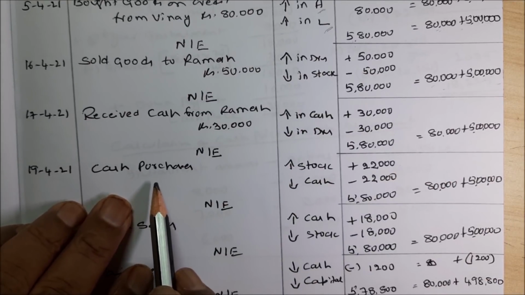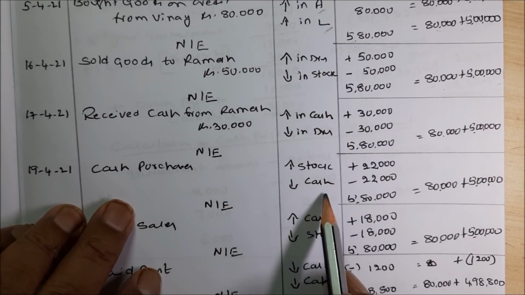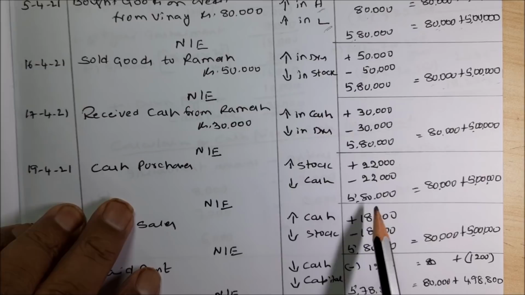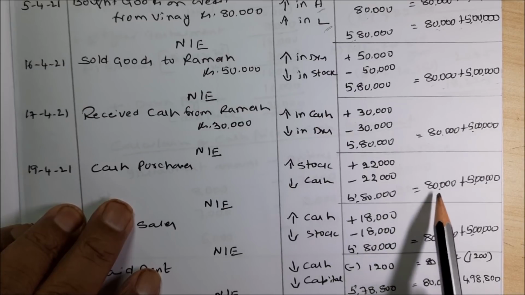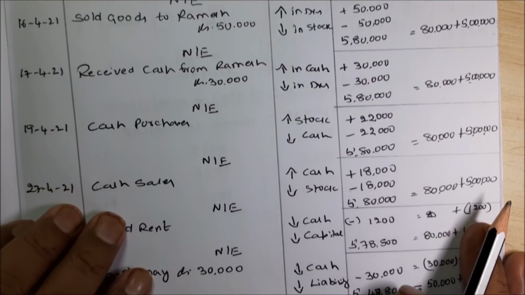Cash purchases. This is also like that only. When your stock increases, cash decreases. 1 plus 1 minus. That means the net effect is 0. 5 lakh 80 is equal to 80 plus 5 lakh. It is once again 5 lakh 80, 5 lakh 80.